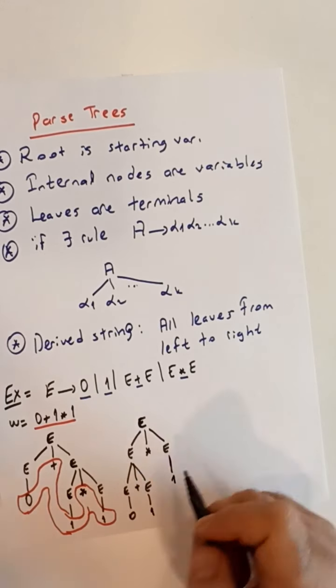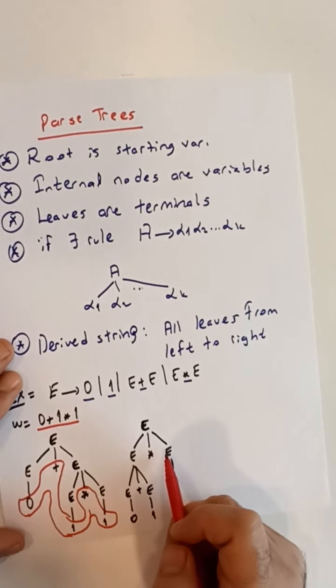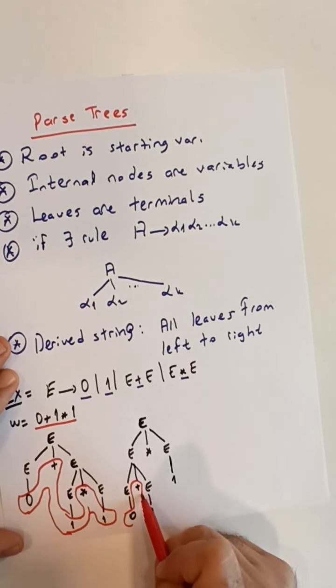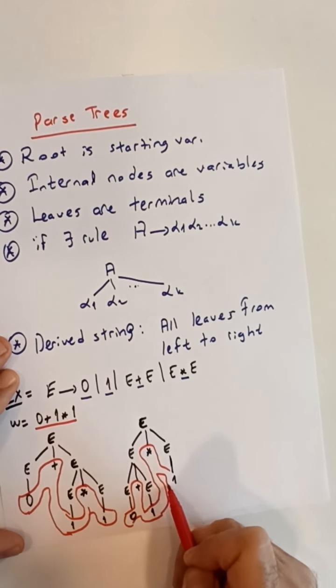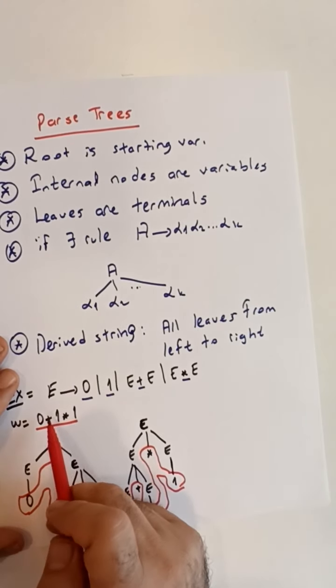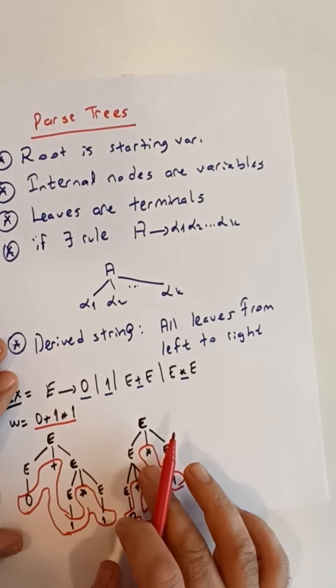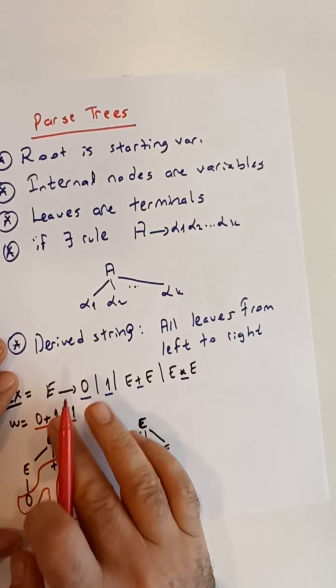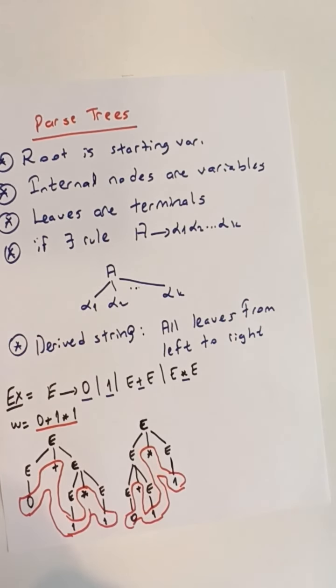Again, let's check the leaves of this parse tree from left to right, 0 plus 1 times 1. 0 plus 1 times 1. In this example, we can see that both of these parse trees give rise to the same string. Let's do another example string. Let's try to derive another example string.